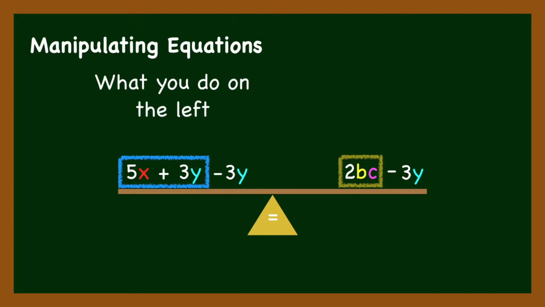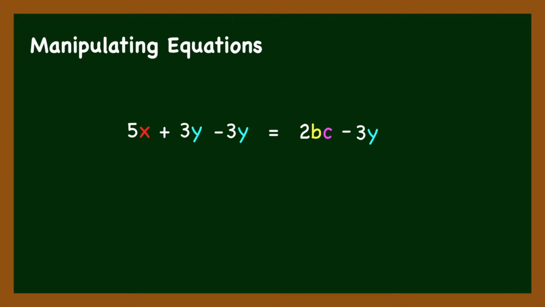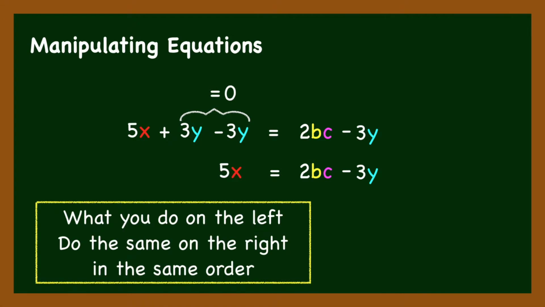The only concept you need to know is that what you do on the left, you do the same on the right. So let's finish this equation. As you know, 3y minus 3y equals 0. So on your left, you're only left with 5x, which is now equal to 2bc minus 3y. What you do on the left, do the same on the right in the same order. And this includes your addition, subtraction, multiplication, division, or whatever operations that you need to perform.